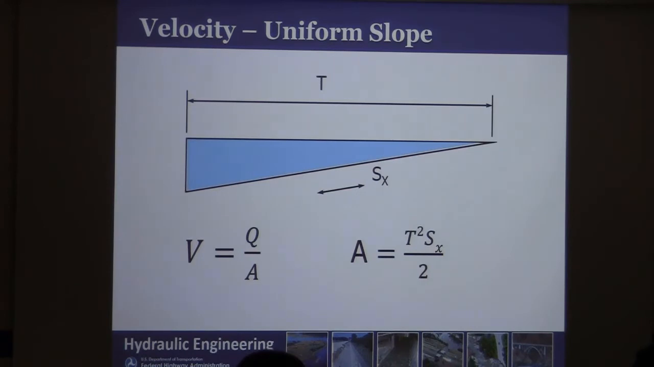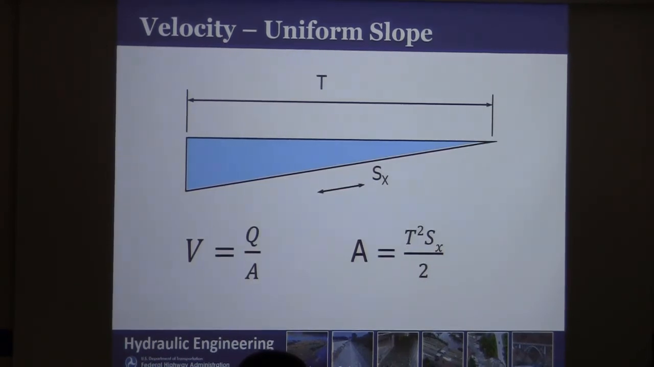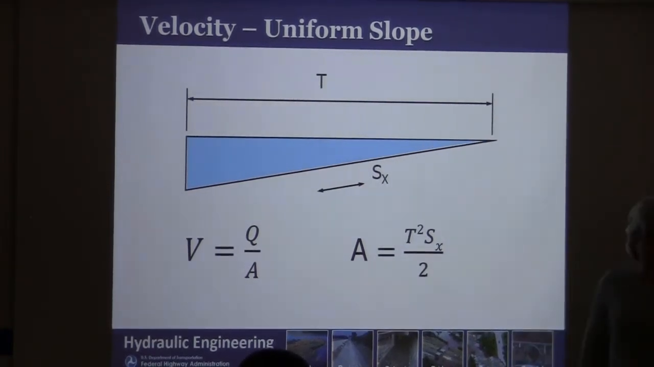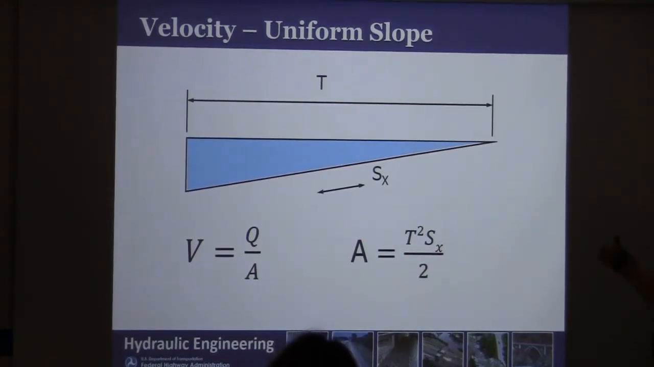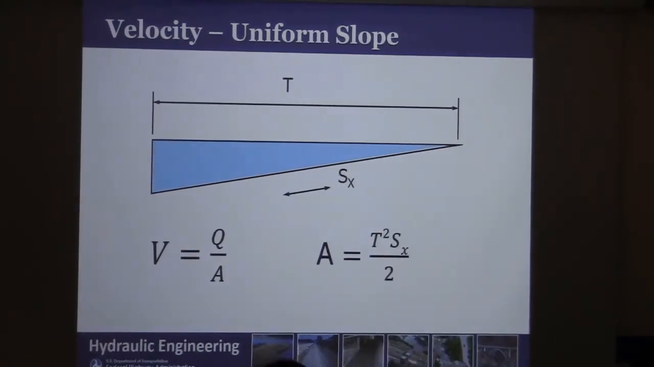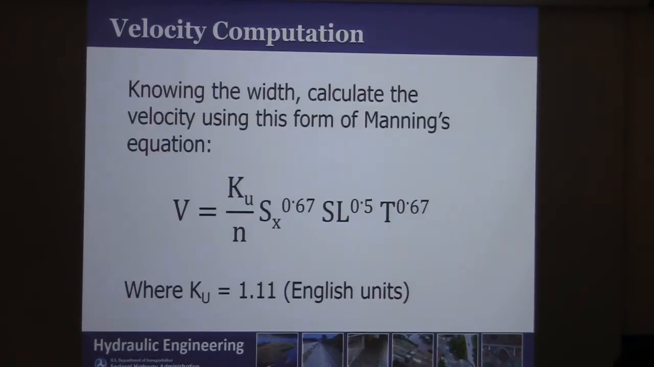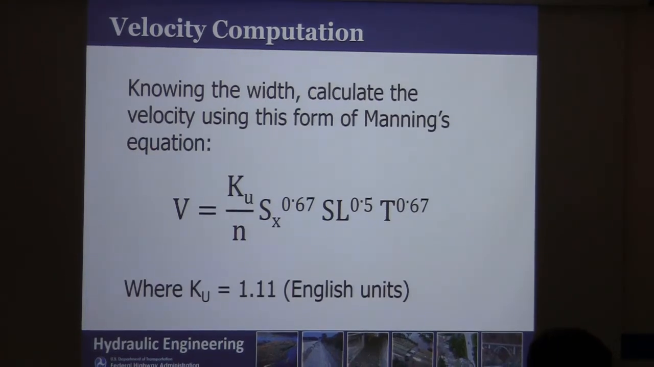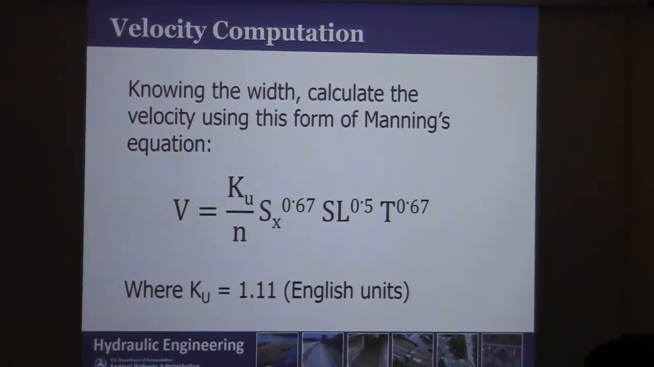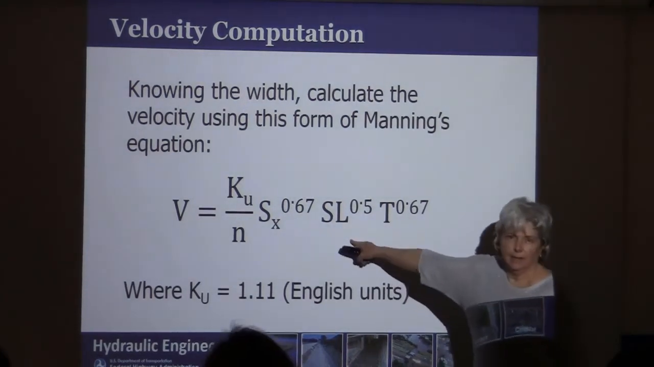So for velocity for uniform slope, you can use the continuity equation here. We're showing that, and we're giving you the equation for the area, which is the top width squared times the cross slope divided by 2. Or you can actually do a velocity computation using another modified Manning's equation, and notice the K sub U now is 1.11. So you can do it either way. I'm sorry, this L should not be capitalized, it's a little l.